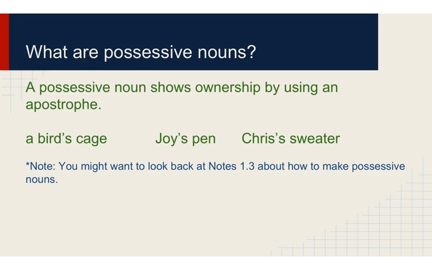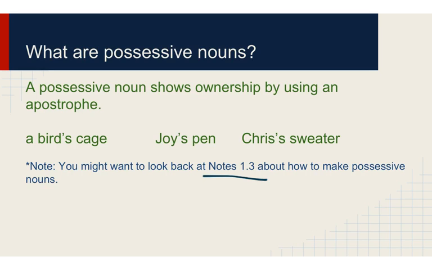Possessive nouns. Possessive nouns show ownership by using an apostrophe. Now, you might want to look back at your 1.3 notes about how to make possessive nouns, because we went over the rules and whether you put apostrophe S or just an apostrophe. But we can make a noun possessive by adding an apostrophe.